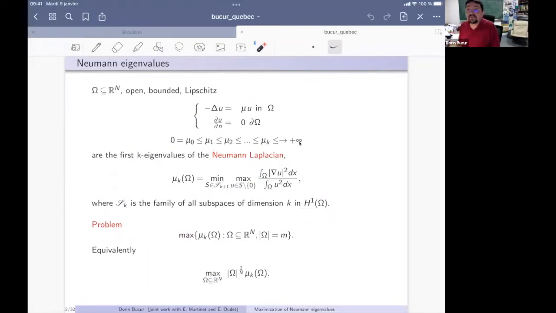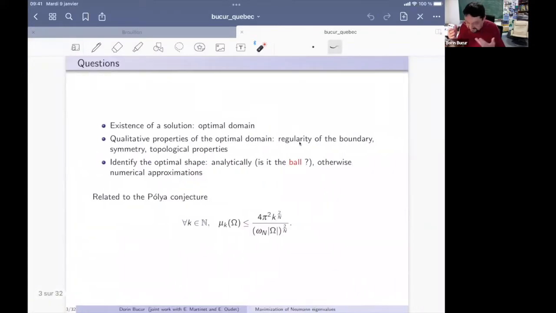And the problem that we want to try to solve, or at least to gather some information on, is to maximize the kth eigenvalue of omega among all subsets of Rn of a prescribed measure. Alternatively, because of the homogeneity of the eigenvalue under rescalings, I can write it as the maximization among subsets in Rn of the product, volume of omega to the power 2 over n, times mu k of omega. So this is the key topic that I want to focus on.